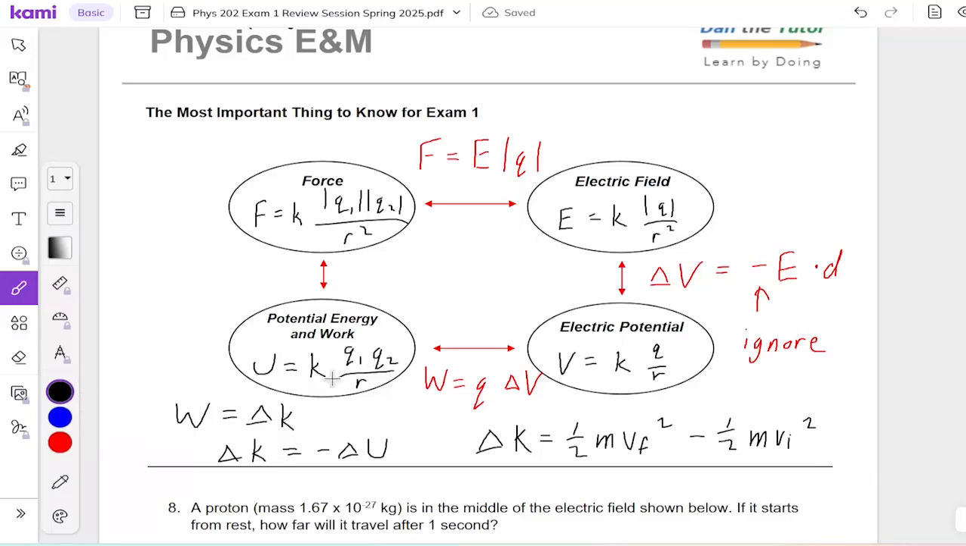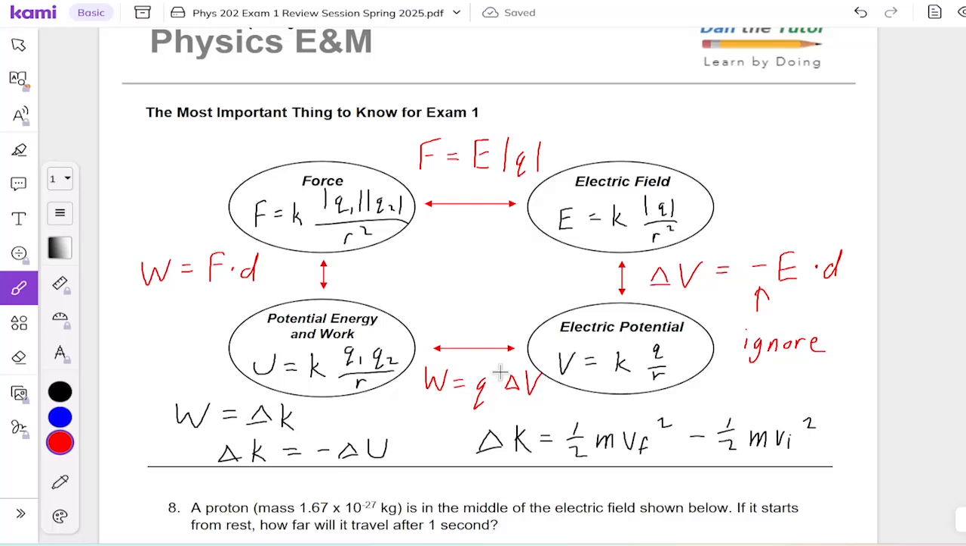And then the last equation that we have, of course, we have one between force and potential energy and work, and this is the physics 1 equation. Work equals force times distance. Technically, there's a cosine theta in there. Don't worry about it. We're not going to see angles in this class for this.